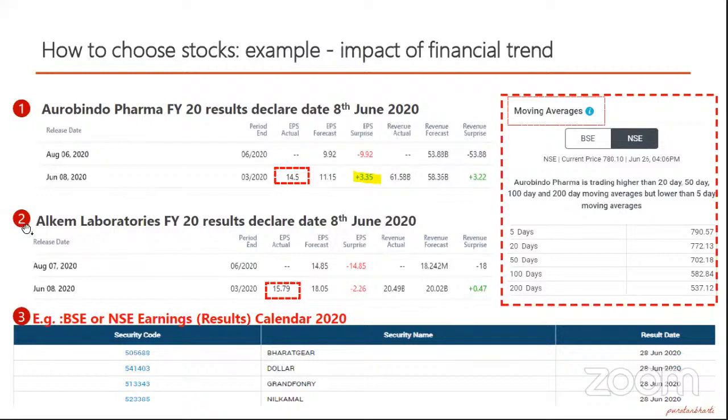Okay, let's come to Alchem, which is table number 2. You go to June 8 on the row, and you see what happened. It made 15.79 rupees per share. When was the result declared? Same date as June 8. What was the market expecting? Just the next column, which is 18.05. You see a negative, minus 2.26.